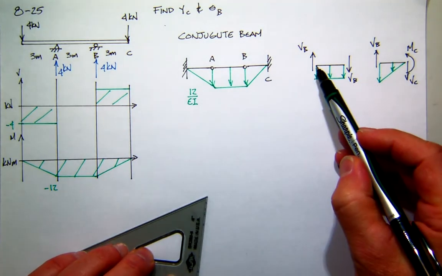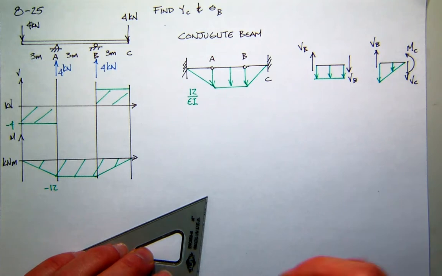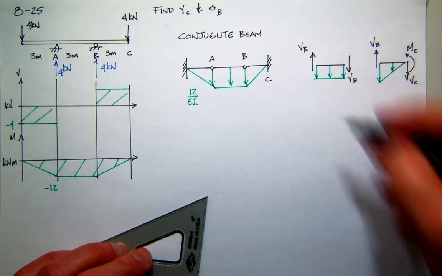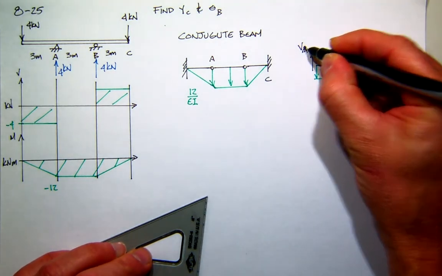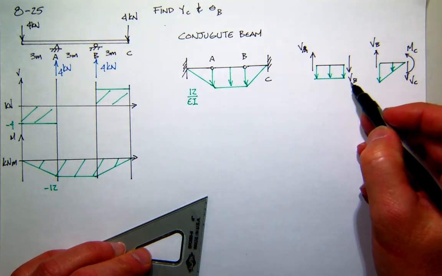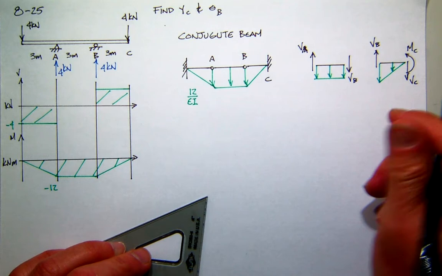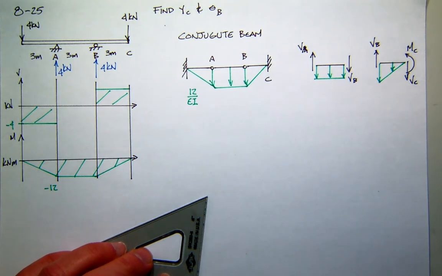So if I sum moments at B, I can find the shear, A. One of them is A, not B. This is A, sorry. So if I sum moments at A, I can find the shear at B, pass that on to here, sum moments at C, and I'm done. So we just need to execute that.